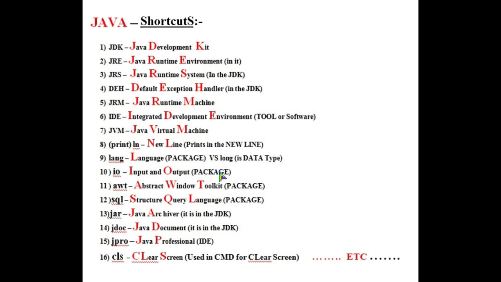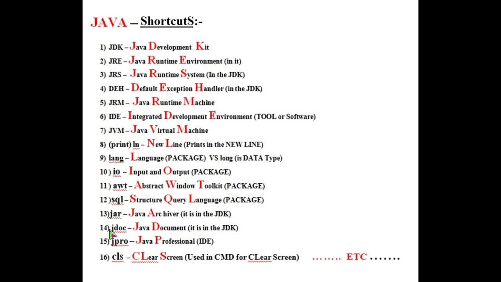Input output, this is a package. AWT, abstract window toolkit, this is a package. SQL, structured query language, this is a package. Jar, Java archiver, is there in the JDK. You can pause my video and note down all the points. Javadoc, Java document, is also there in the JDK. Java professional is an IDE. Clear screen command is CLS, right? Okay, very good.